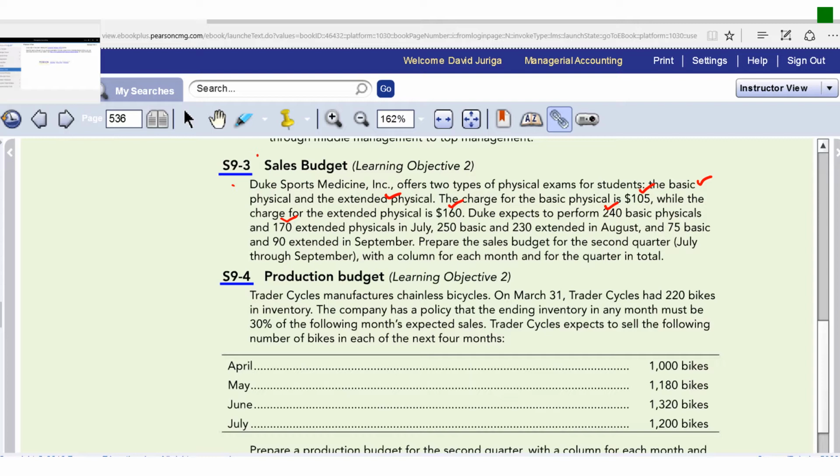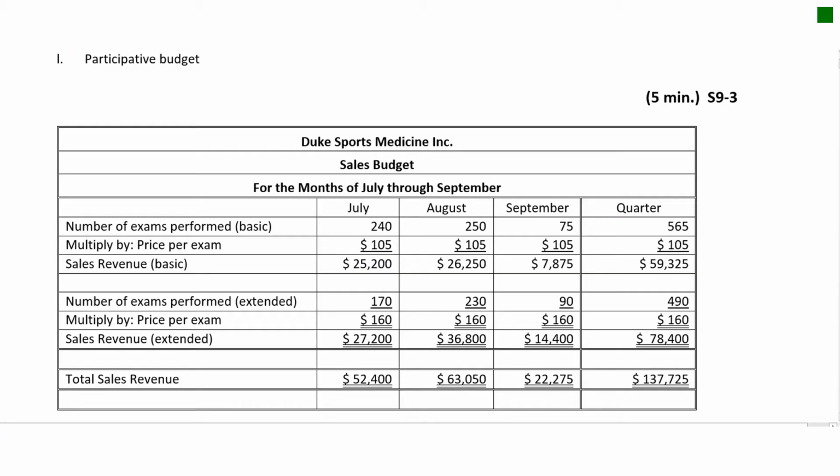And then what they want you to do, for each of these months and then to summarize it for the quarter, is to put together the sales budget. On the next slide, we'll walk you through the numbers. Okay, so here's your sales budget. Notice again, all these numbers were given in the problem.